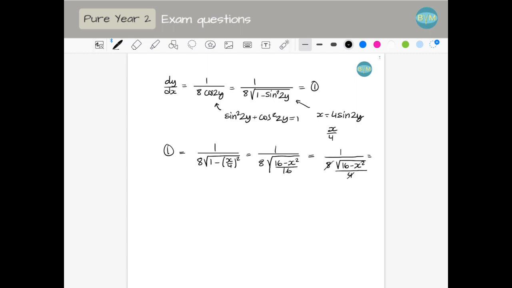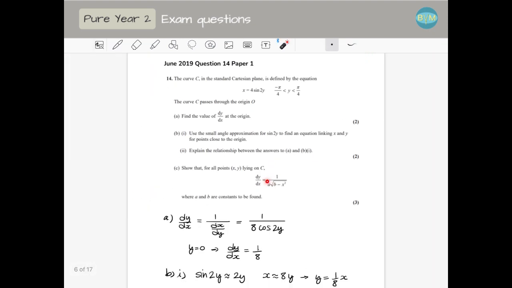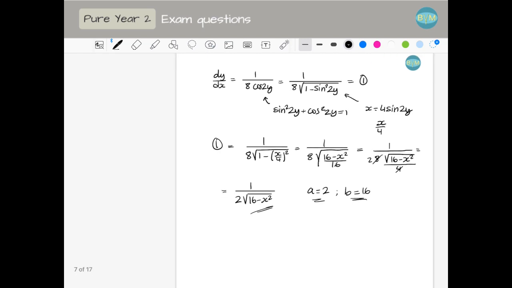I simplify the 8 with the 4, and I have 1 over 2 square root 16 minus x squared, which means A is the front number and B is the other one. So this is the expression, and we can write that A is 2 and B is 16. Yeah, and this is the expression. And that's all with this question.